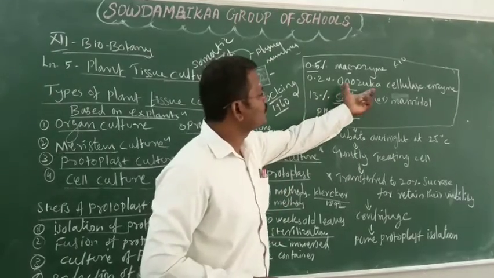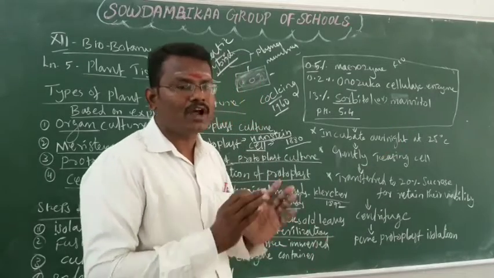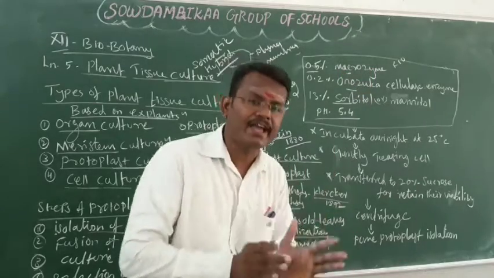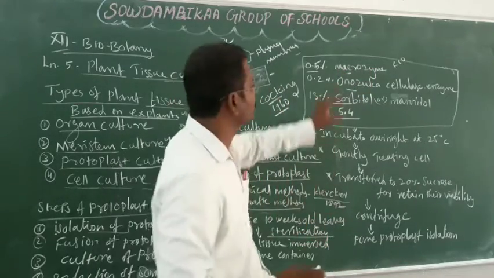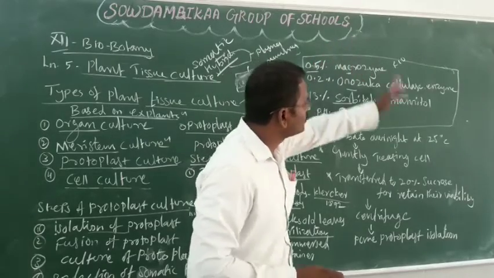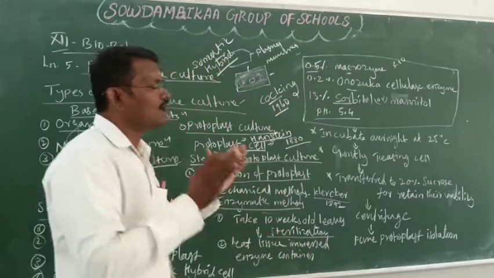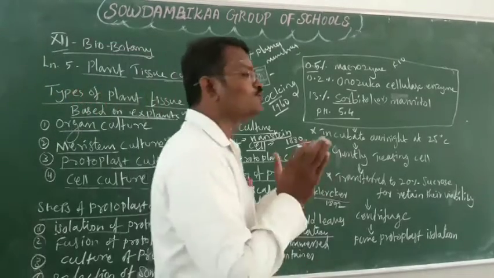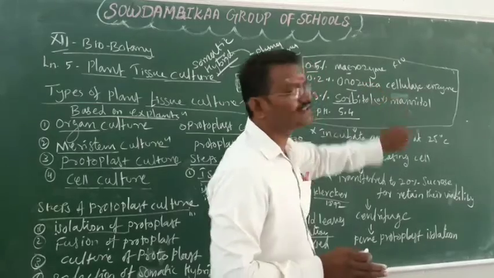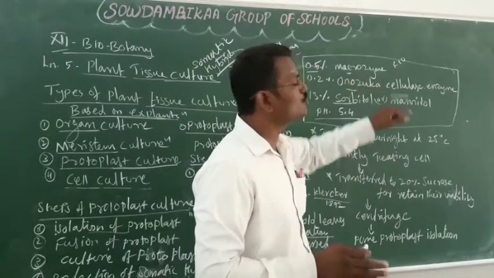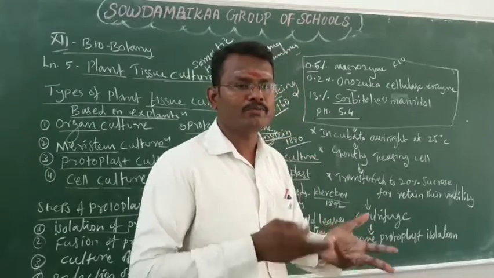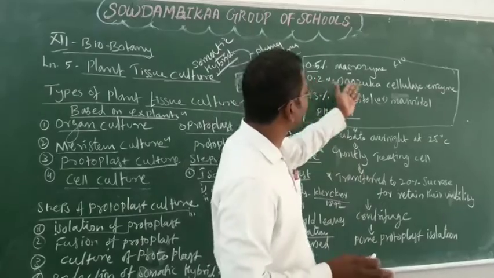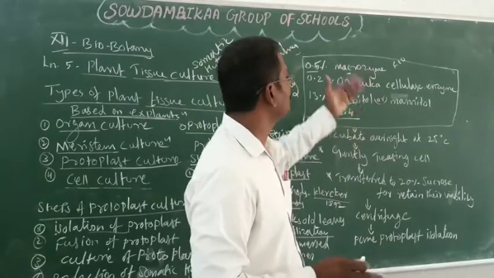Another enzyme is cellulase. These enzymes are not only single enzymes. Macerozyme has high pectinase and hemicellulase enzyme. Here the cellulase also has a mixture of enzymes. Pectinase, hemicellulase and cellulase are used to degrade the cell wall. You know the plant cell wall is made up of cellulose, pectin and hemicellulose. This cell wall we can degrade using cellulase and macerozyme.